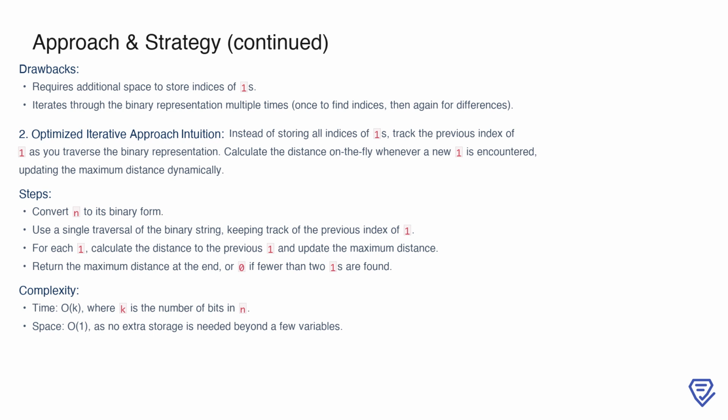To address these inefficiencies, we turn to an optimized iterative approach. This method avoids storing all the indices by dynamically calculating the gap as we traverse the binary string. Instead of collecting all the 1 positions, we track only the previous index of a 1. Whenever a new one is encountered, we compute the distance to the previous one on the fly and update the maximum gap if necessary. This eliminates the need for extra storage and redundant computations.